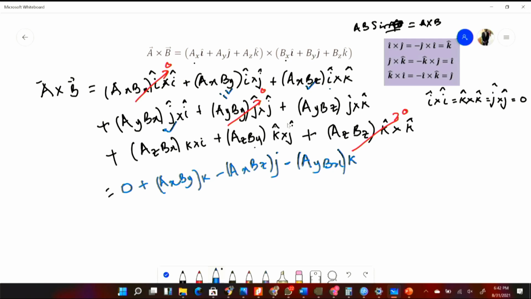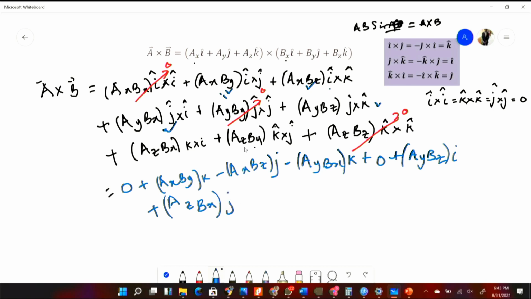Then let's look at this. We have 0. Then we also have AY BZ. But J cross K is going to be positive I. So we have our positive here and we have I. So we are done with this J cross K. Then we can continue. We have AZ BX, and K cross I is J. From here, K cross I is J.